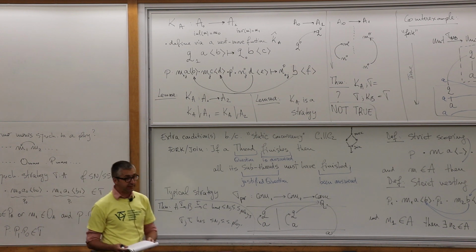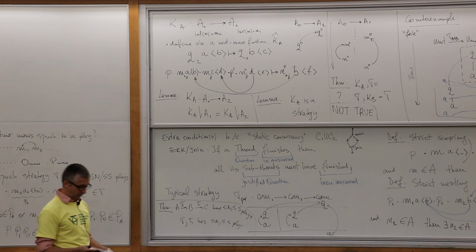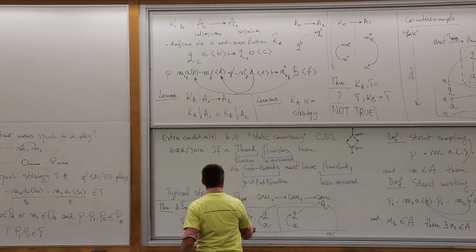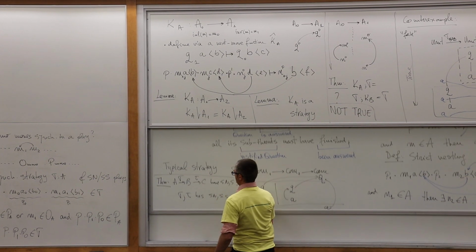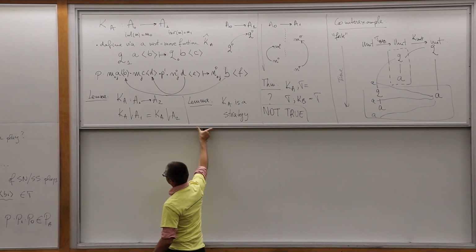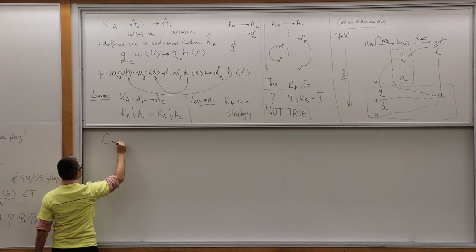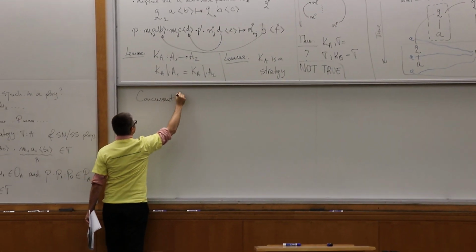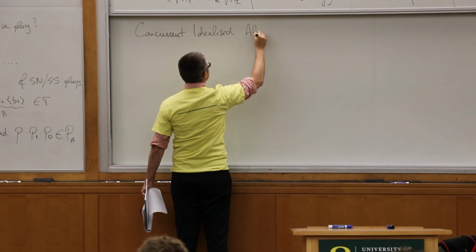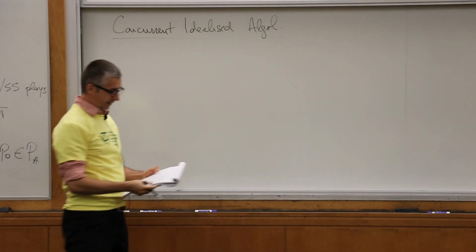So now let's describe the language. We have the model of the language. Now we can describe the language and interpret it. So, it is concurrent idealized Algol. What do we have in this language?